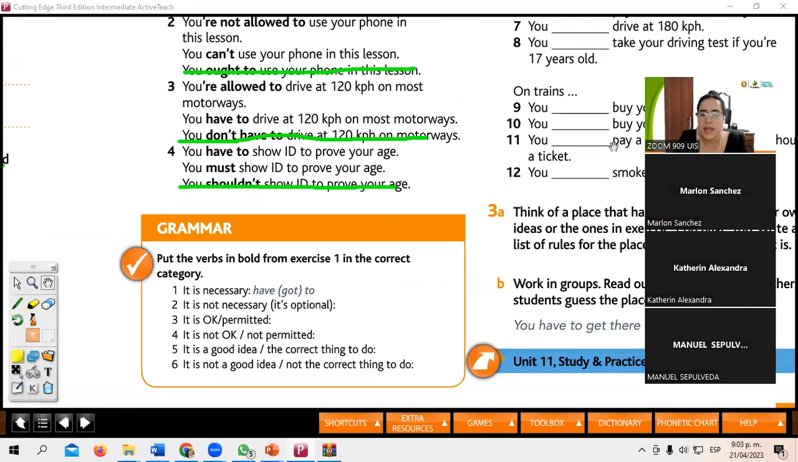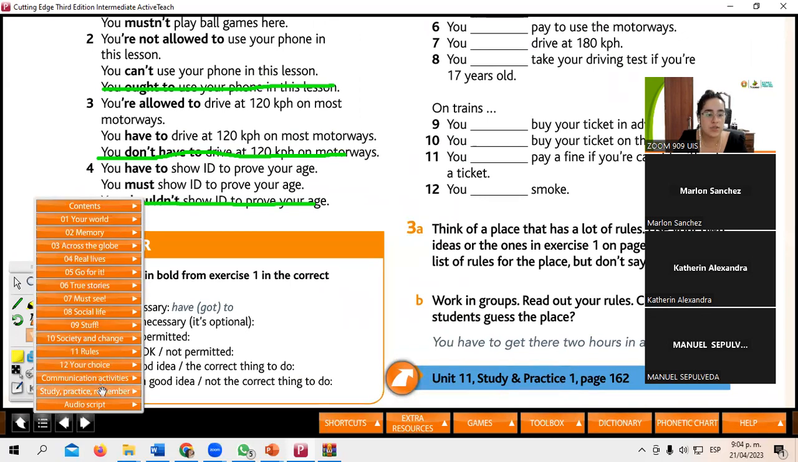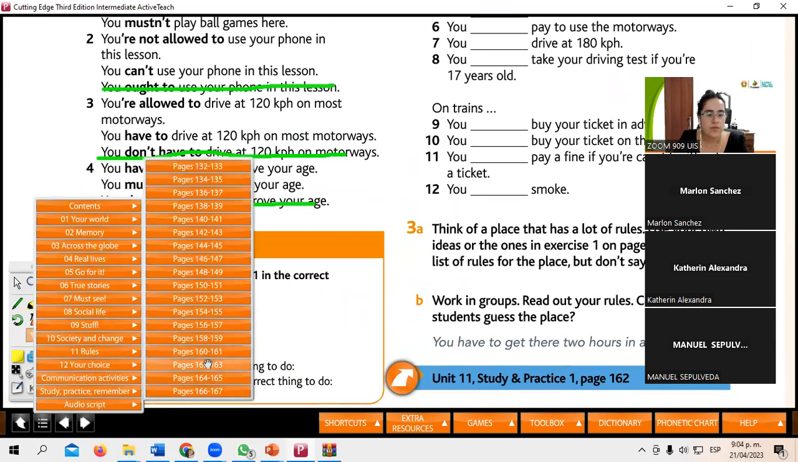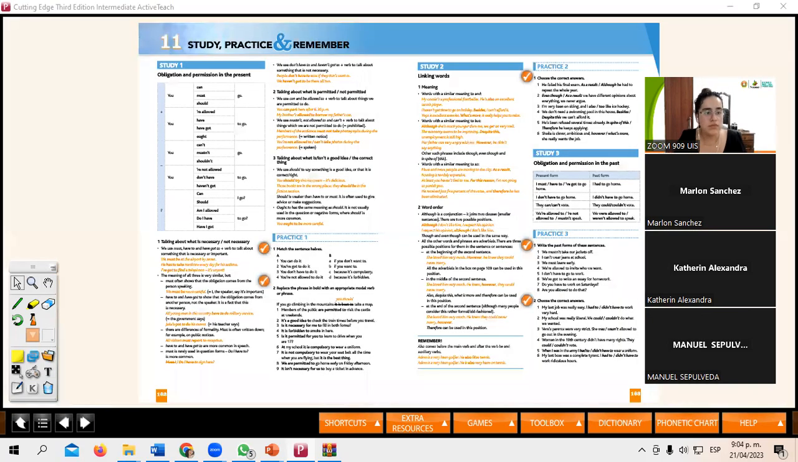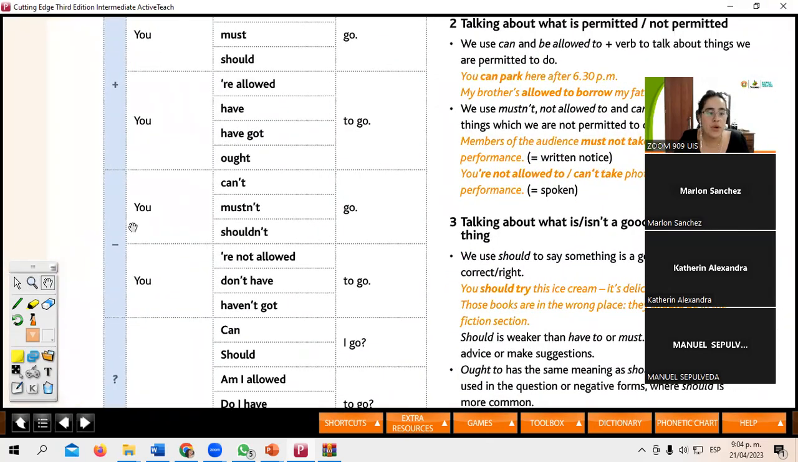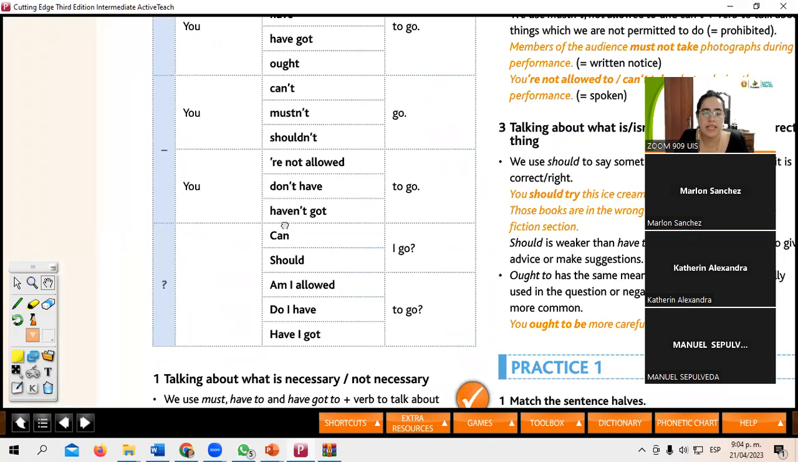So we are going to check the grammatical part very quickly on page 162. Let's go to page 162 in the book. Okay. Joanne is here in class. Vanessa is here in class. All right. So let's take a look. On page 162, we have a chart with the different modal verbs that we can use.